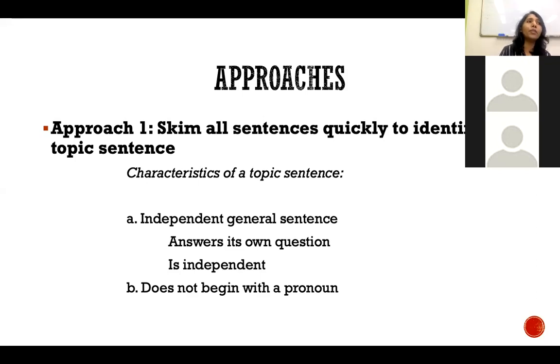It does not begin with a pronoun. So these topic statements usually don't begin with a pronoun. Pronouns are he, she, it, that, they. There are relative pronouns and personal pronouns, so it doesn't start with a pronoun. And this statement will not start with a linking word. It doesn't start with a conjunction, doesn't start with "however" or "because." Have you ever started a statement with "because"? You do sometimes, but be careful. These topic sentences will not start with a linking word or a conjunction. So that's how you recognize a topic sentence.